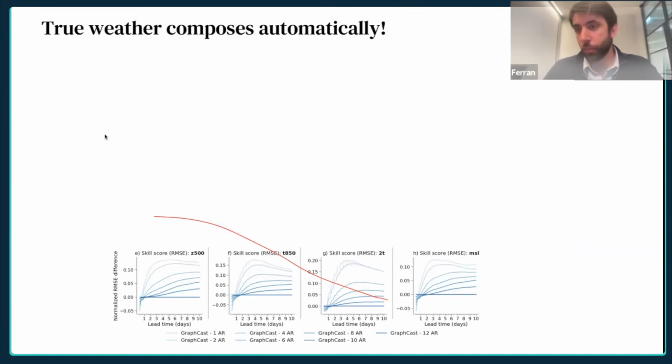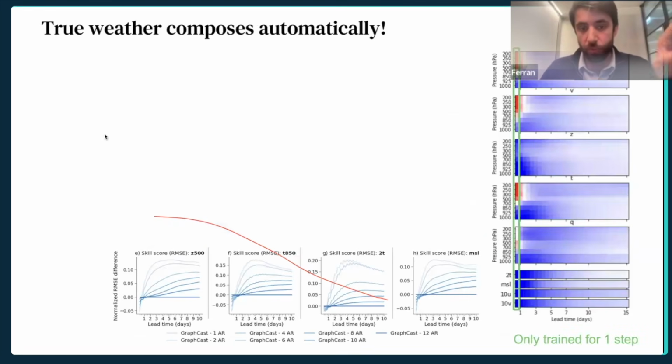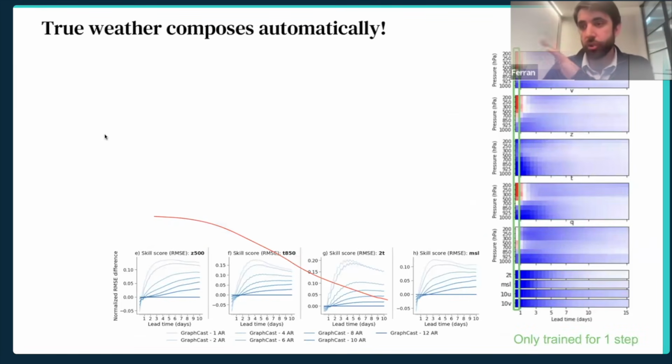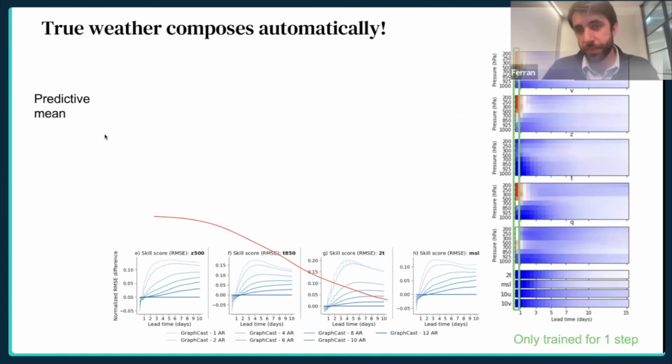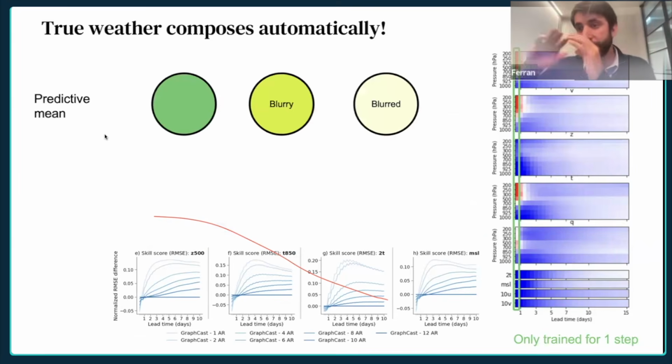One nice thing though is that in GraphCast we had to train the model autoregressively, but in diffusion we only trained for one step, and the model just worked for future weather. So why do we think this is? Well, the first thing is that GraphCast really was predicting the predictive mean.